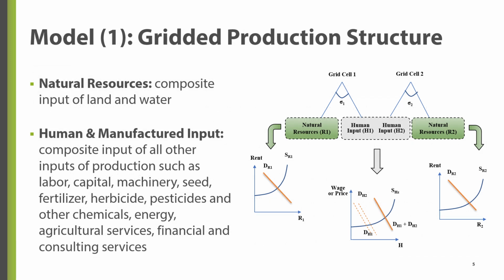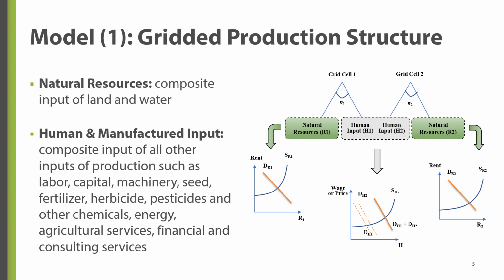Model 1 assumes a global economy with many grid cells, and represents a simple, but useful production function, which was covered in chapters 2 and 3. All of the agricultural inputs are aggregated into 2 categories: natural resources, denoted by R, and the human input, represented by H. These inputs are combined in the production function using the parameter sigma, which represents the substitutability between these 2 inputs.